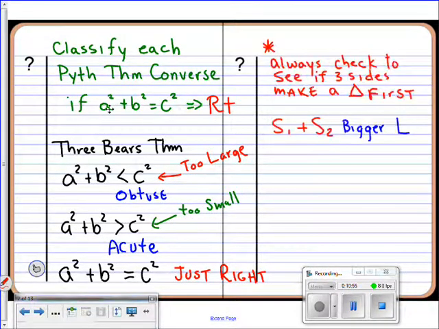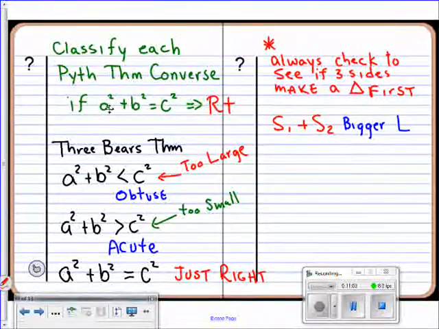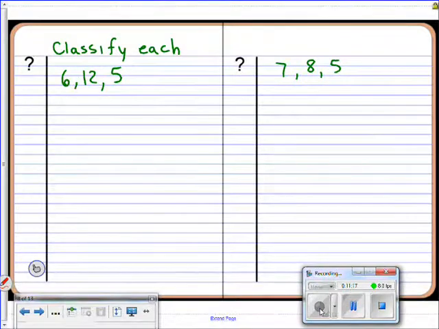Okay? All right, always check to see if three sides make a triangle first. To do that, you always take the two smaller sides and make sure that the sum is bigger than the largest side, okay? Nothing about squaring or anything like that. You're just simply adding the two smaller sides together to make sure that they're bigger than the largest one. Okay, so let's go ahead and classify each triangle, and remember the warning I just gave you.